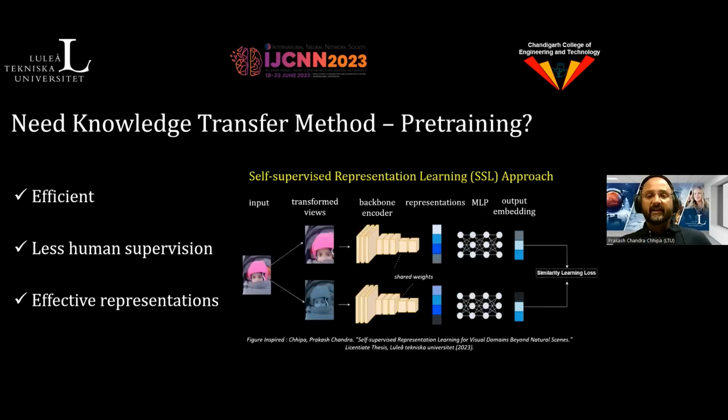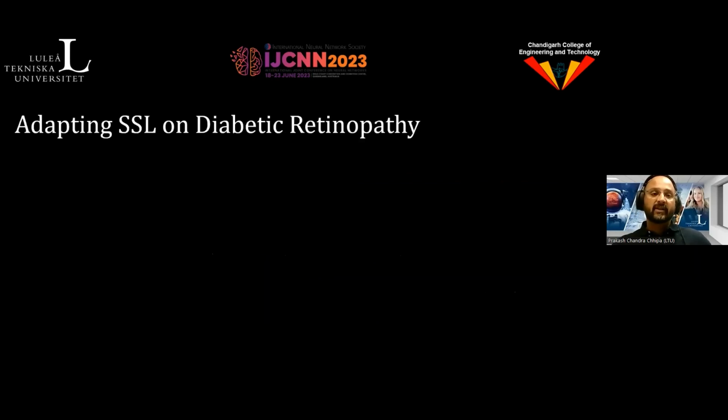With all these details, self-supervised representation learning has been one of the choices, and it has been a huge success in natural scene domains in the last couple of years, which inspired us to investigate how we could adopt self-supervised representation learning for diabetic retinopathy images.